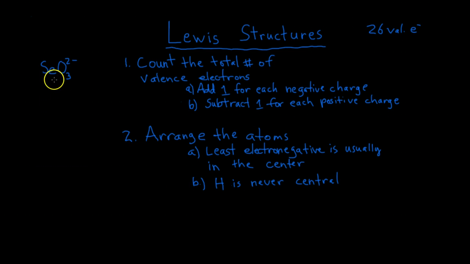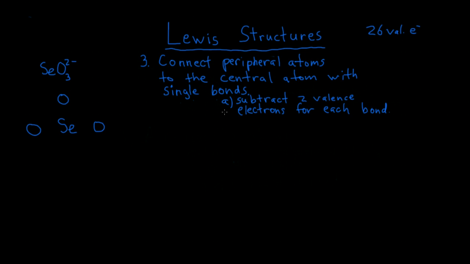When we look at selenium and oxygen, selenium is further down in the same column as oxygen, so it's less electronegative. So we'll put the selenium in the middle and arrange the oxygen atoms around it any way you want to, pretty much. That's step 2. The next step is to connect all the peripheral atoms to the central atom with single bonds.